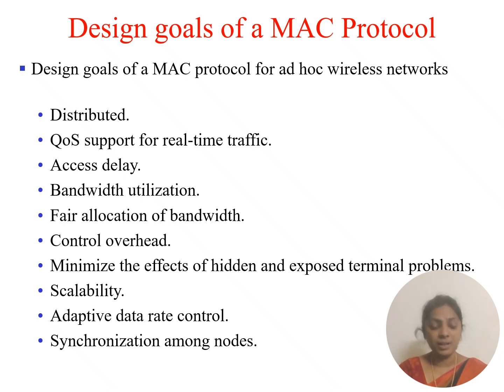Then comes control overhead. Now we are going to learn about some strategies like RTS, CTS, request to send, clear to send. Those strategies are the control messages. So they will support the medium access control protocol in order to avoid the previously mentioned issues. But we should not trust too much on these control messages, so it becomes an overhead to the overall transmission. We should avoid that.